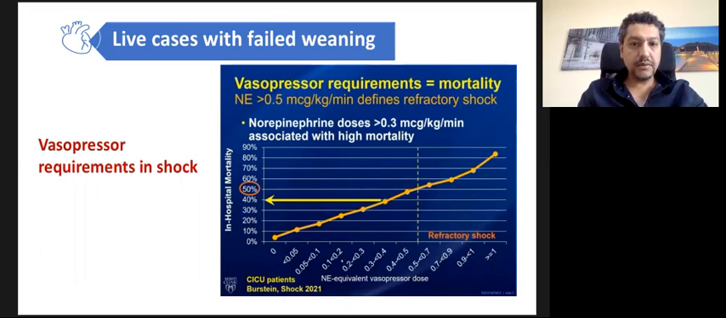So being on a high dose of vasopressors predicts a failed weaning process. You have to remember this very well. And at this point, you cannot really think of starting the weaning process of the mechanical ventilator unless you first wean the patient off the vasopressors.